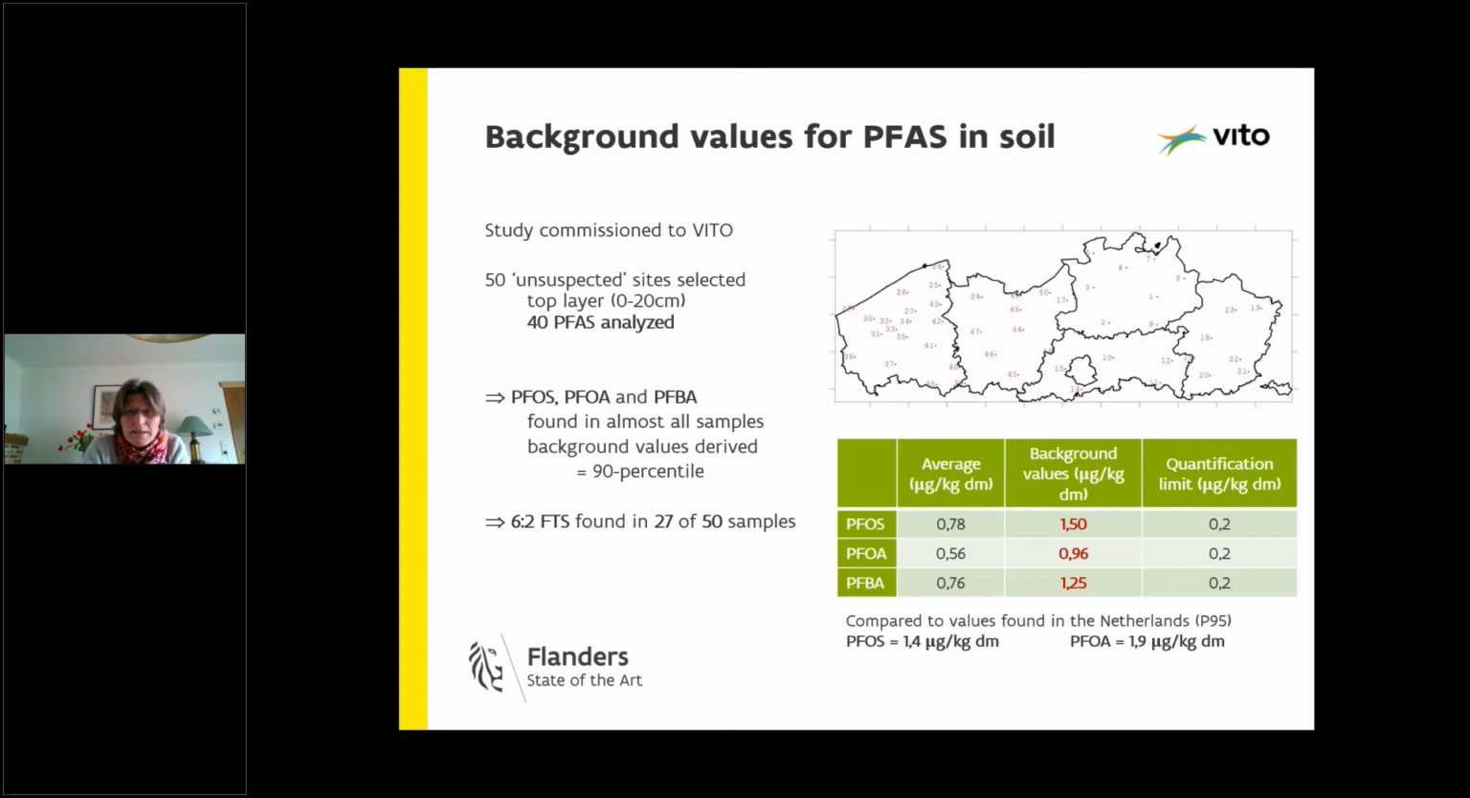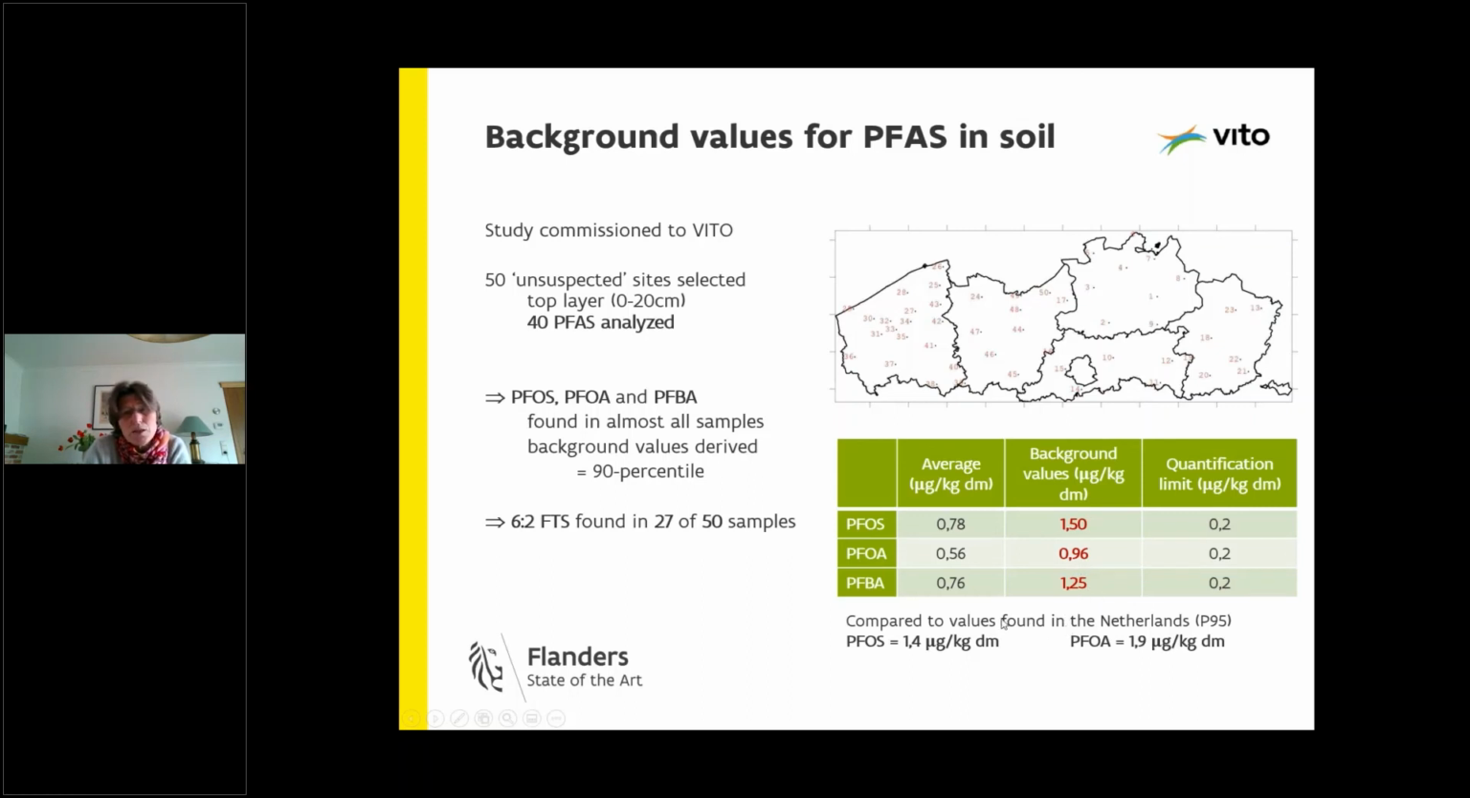So for these three compounds, we could derive background values. You can see them here. They correspond to the 90th percentile. We found for PFOS 1.5 micrograms per kilogram, about 1 microgram per kilogram for PFOA, and 1.25 for PFBA.